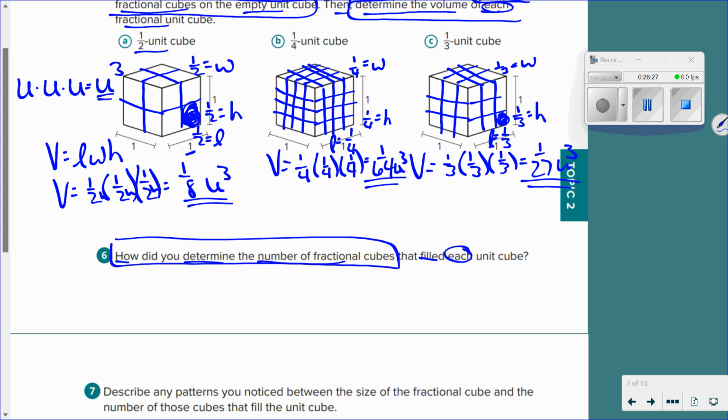Good, the denominator. This one we broke into 8 cubes, right? So one of them was 1/8. This one we broke into 27. So one of them was 1/27. See how it's happening? See that pattern? So the denominator determines how many cubes there are.